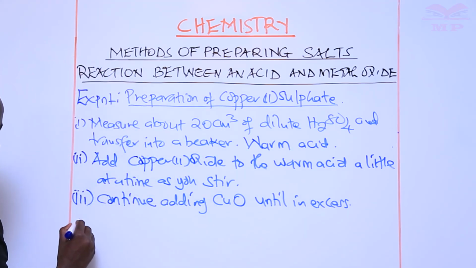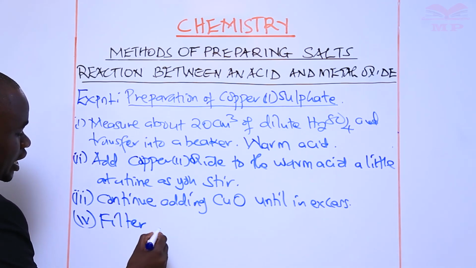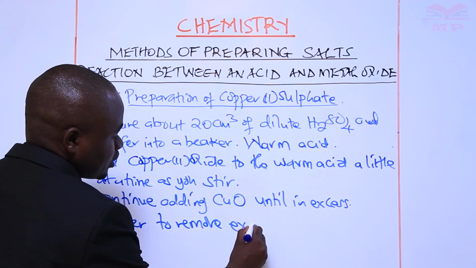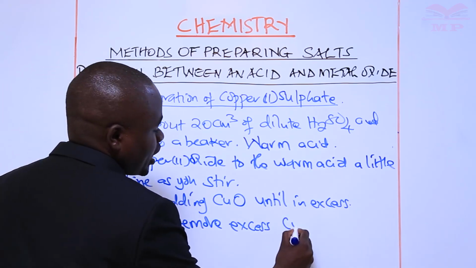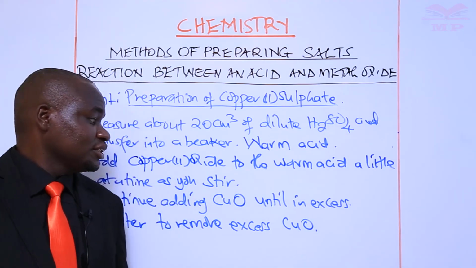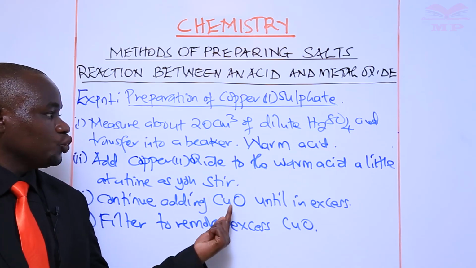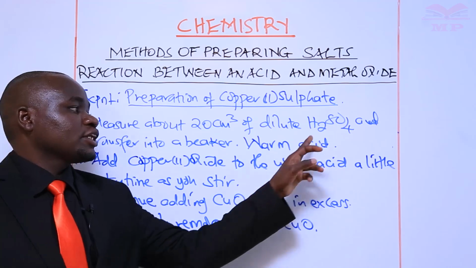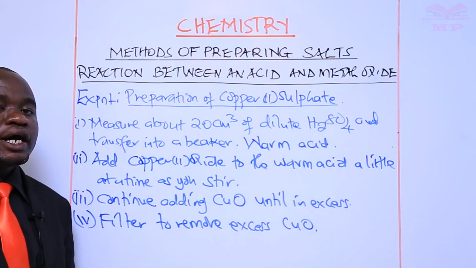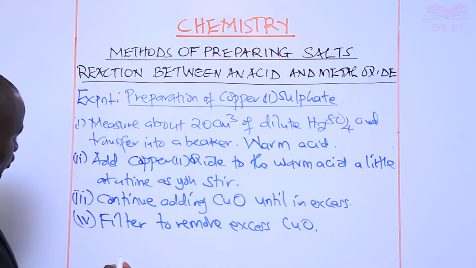Fourthly, you filter to remove excess copper oxide. Remember, when you carry out filtration, we shall obtain a filtrate. The filtrate is obtained as a result of the reaction between copper oxide and sulfuric acid. So in essence, our filtrate will be copper sulfate. That is what we shall get after carrying out filtration.